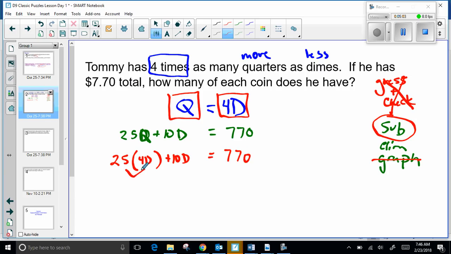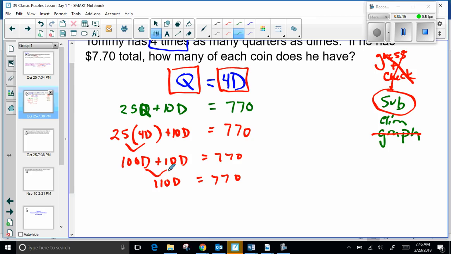After that, I'm going to multiply these together. I get 100D plus 10D equals 770. And now I got 110D equals 770. I've got to do just a little bit more division, divide by 110 on both sides, and pretty soon it's evident that D is equal to 7. Well, what does that mean exactly? That means for my solution, there are 7 dimes.